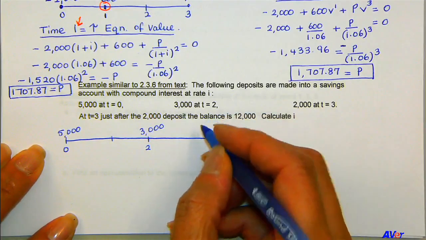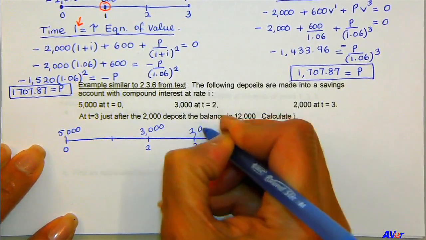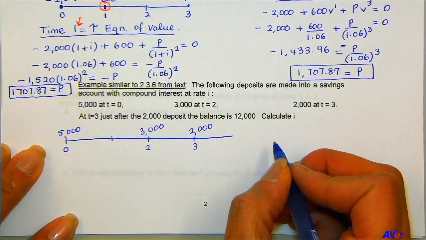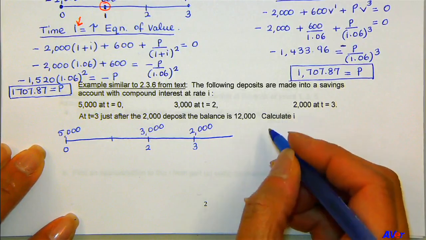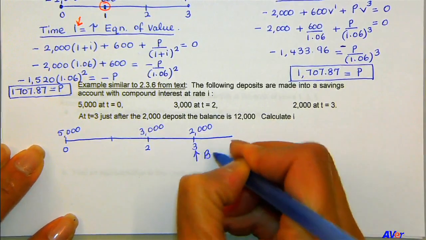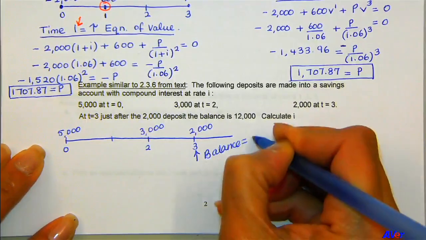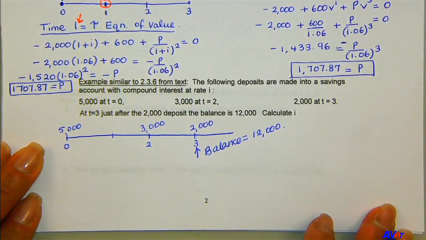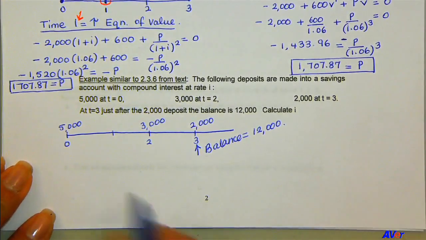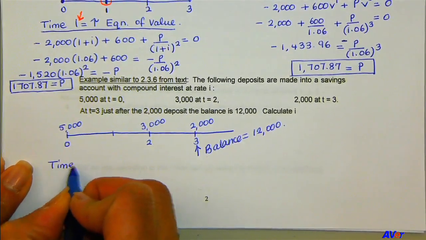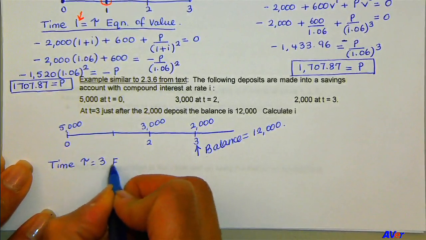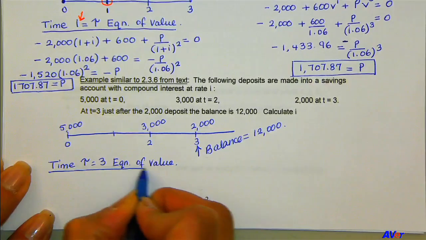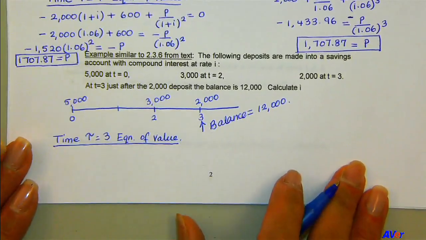2,000 at t equals 3. At t equals 3, just after the 2,000 deposit, the balance is 12,000. So let's write here, balance equals 12,000. Calculate I. Let's do the time 3 equation of value. Why not? That would be a good choice. So time tau equals 3 equation of value. Anything would be okay for tau, but 3 makes the most sense.